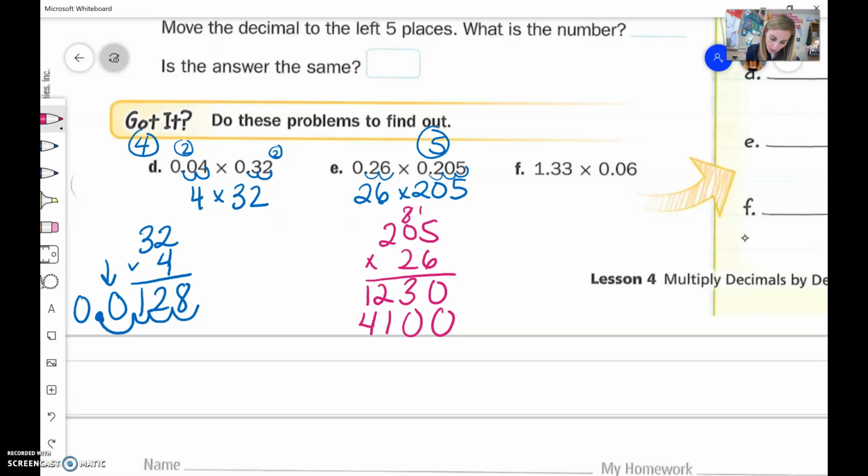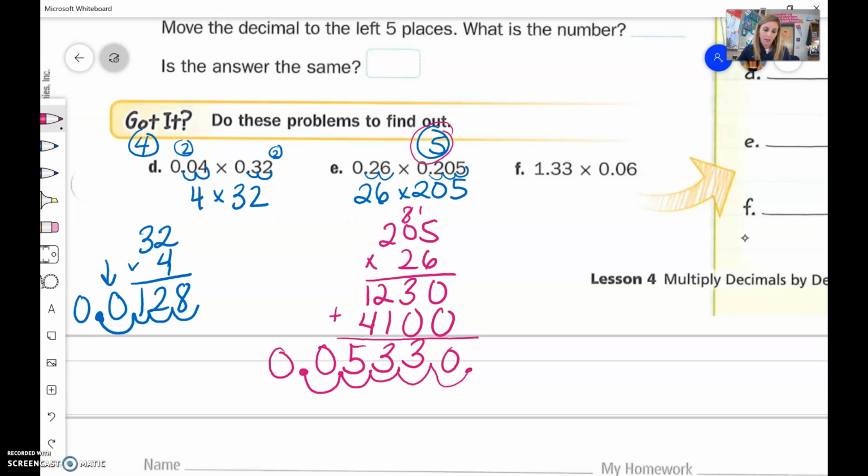Okay? Now we're going to add them up. So 0, 3, 3, 5. My decimal point is at the end. I said that I have to move it in 5 places. 1, 2, 3, 4, 5. I must annex that 0 right there. So there is my answer.